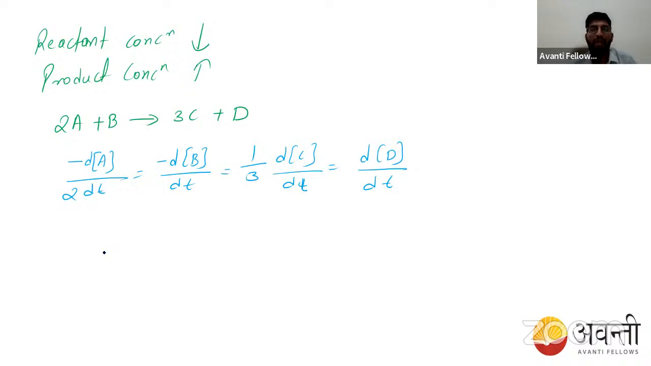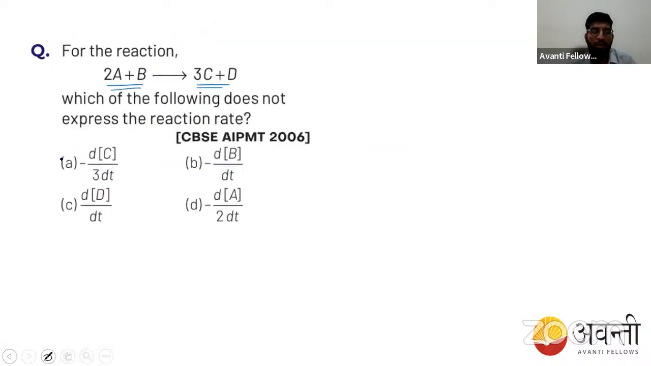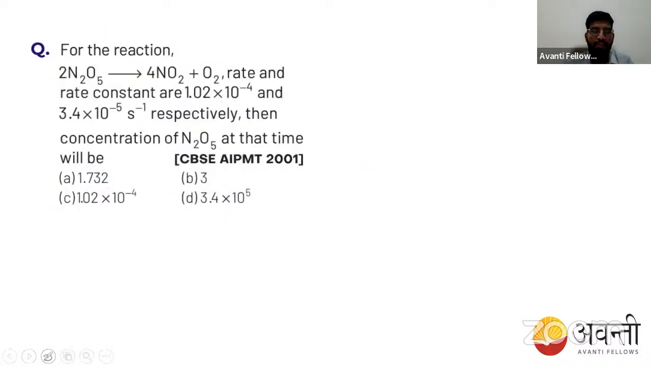So we have to see the correct option. Option A itself is wrong, so option A is the correct answer here. It does not express the reaction rate. This is expressing the reaction rate, this is also expressing the reaction rate, and this also expresses it. So our correct answer is option A, which is wrong in terms of reaction rate. So I think it's clear to all of you. Moving forward to the next question.